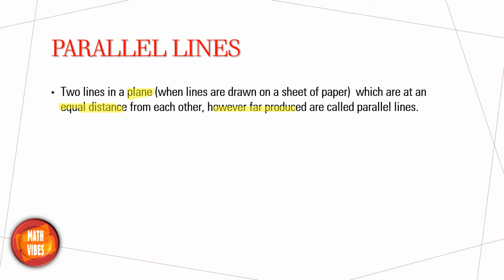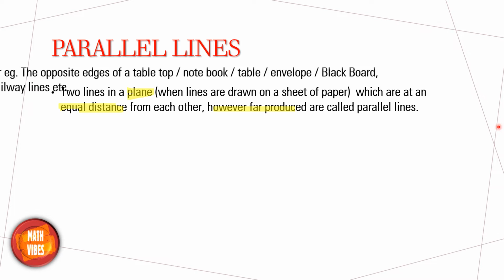So these types of lines are called parallel lines. Two lines in a plane which are at an equal distance from each other, however far produced, means however much you extend them, they will never meet each other and they will always be at an equal distance from each other. So they will be called parallel lines.